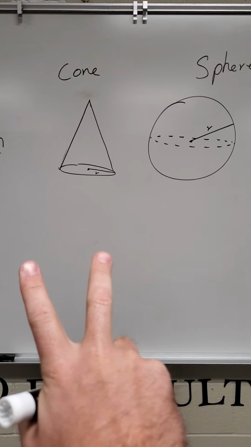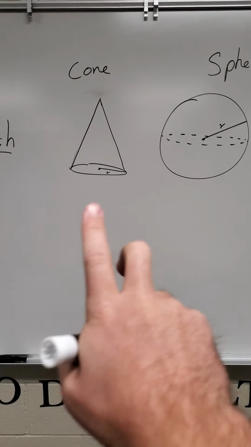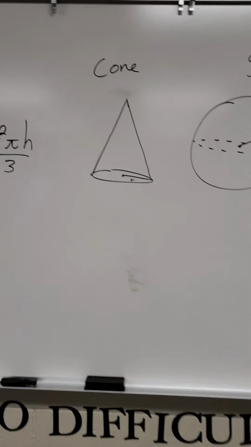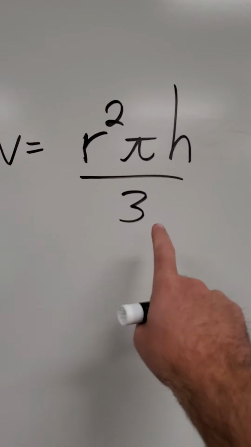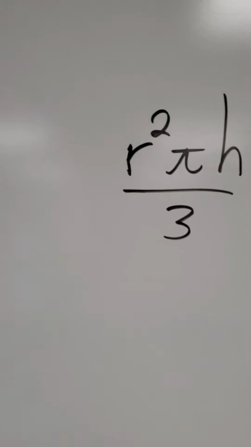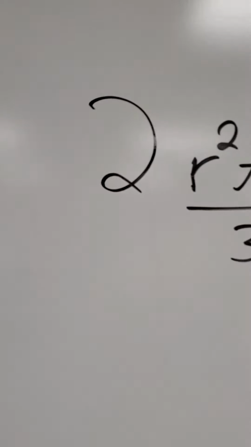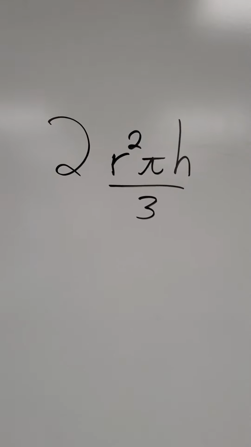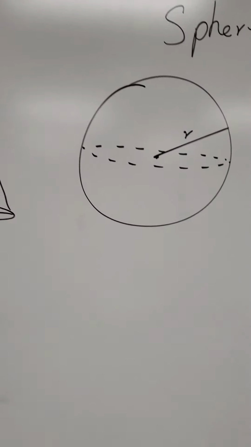So then two cones will equal one sphere. Or in other words, 2 cones equals 1 sphere. So we have to take the formula of the cone and multiply it by 2.